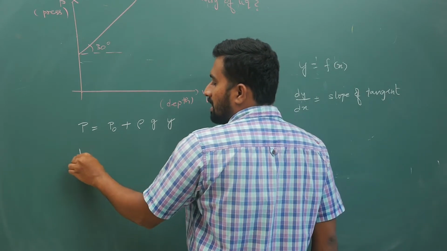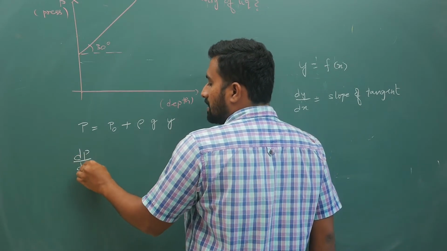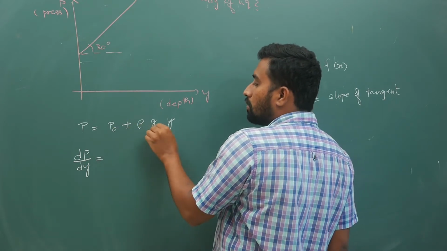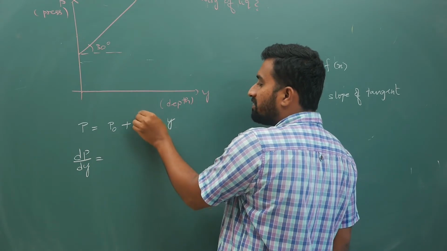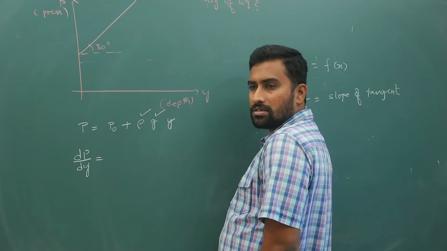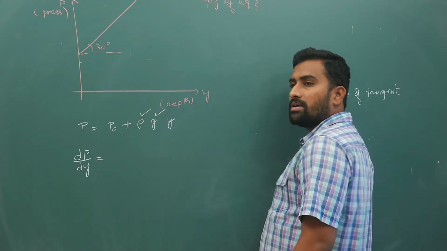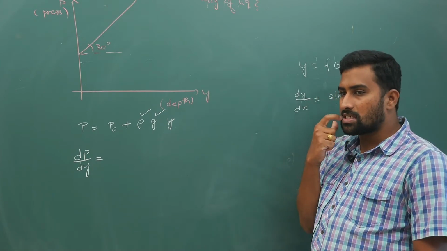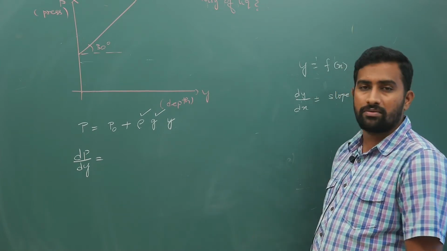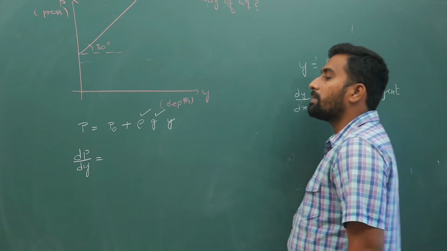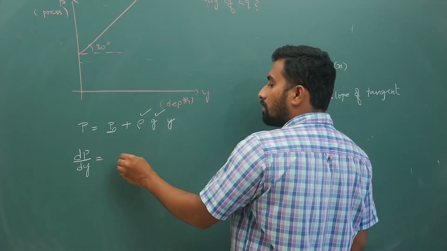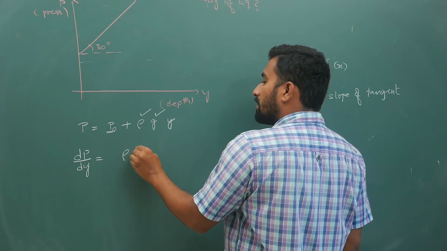So dP by dY is the derivative of P naught plus rho G Y. Out of this, rho is constant and G is constant. The density of the liquid will not change with respect to depth, and acceleration due to gravity G also will not change with respect to depth. Only Y will change. So if you do dP by dY, this part is constant, for P naught the derivative is 0, so that will become rho into G.